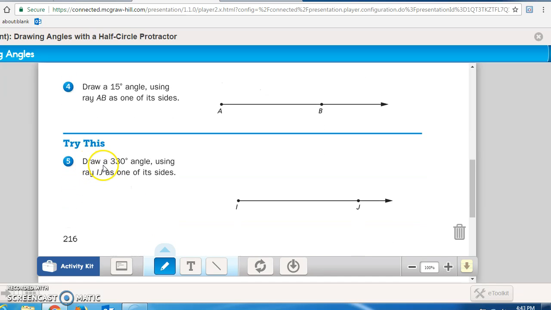For the final one, number 5, it asks you to draw a 330-degree angle using ray IJ as one of its sides. You're probably going to want to measure around this way and have your ray going up somewhere in this direction. Pause the recording now, draw your angles, and then go back to the Math Journal answer key and check them. If you did them incorrectly, please come back and see me.